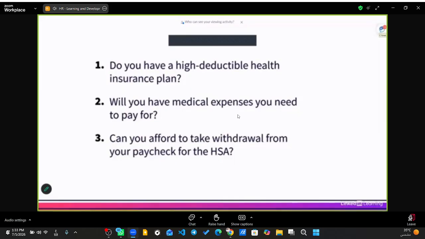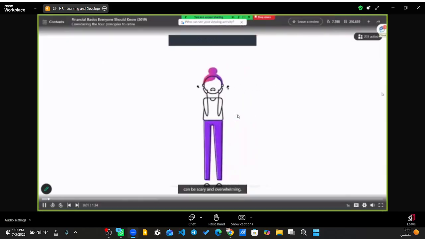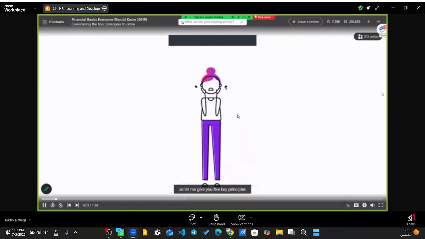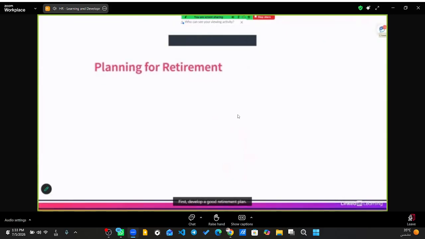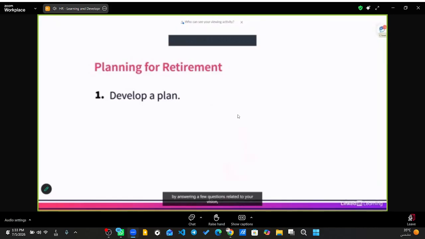Planning for retirement can be scary and overwhelming. So let me give you 5 key principles you can use to make it easier. First, develop a good retirement plan. You want to write it carefully and follow it closely. To start, define your financial needs by answering a few questions related to your vision, goals, plan, and budget.